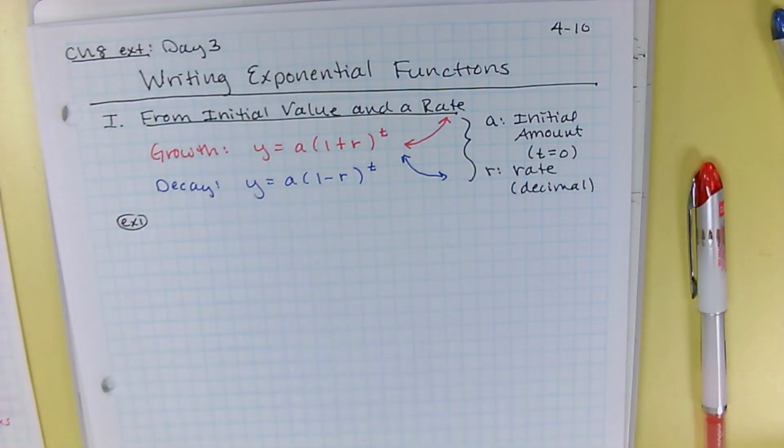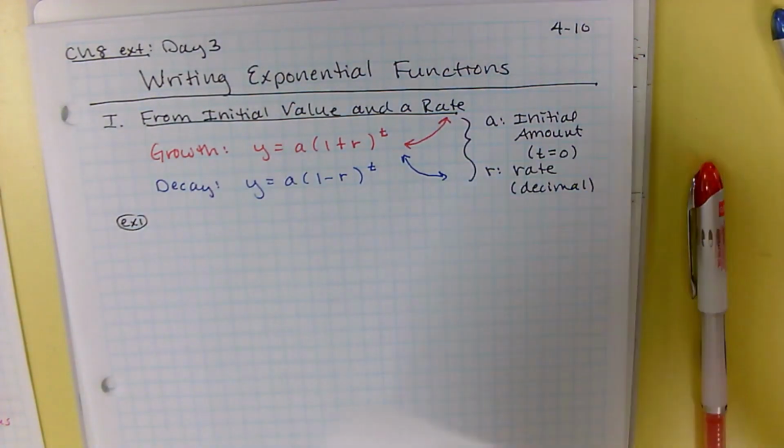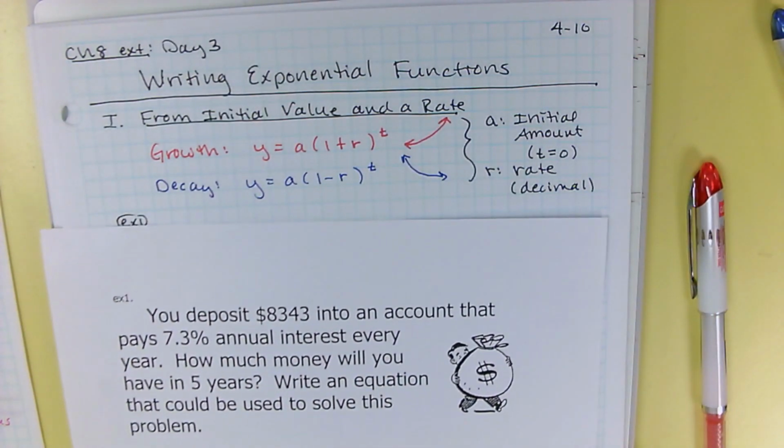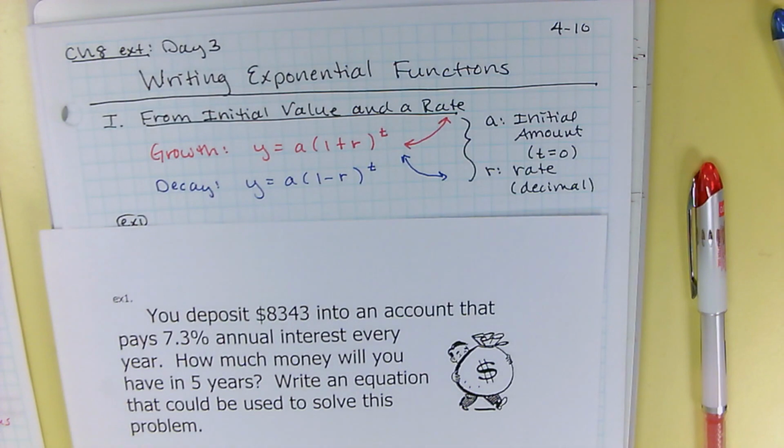All right, we're going to do an example. This says you deposit $8,343 into an account that pays 7.3% annual interest every year. How much money will you have in 5 years? Write an equation that could be used to solve this problem.